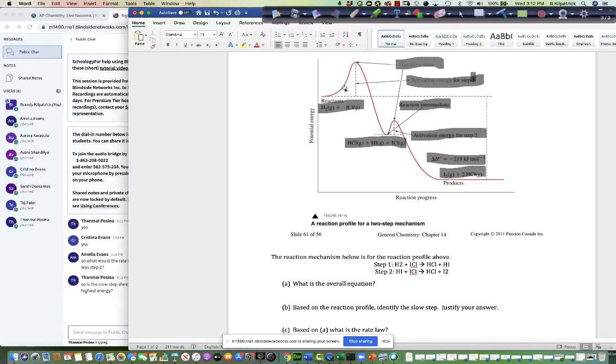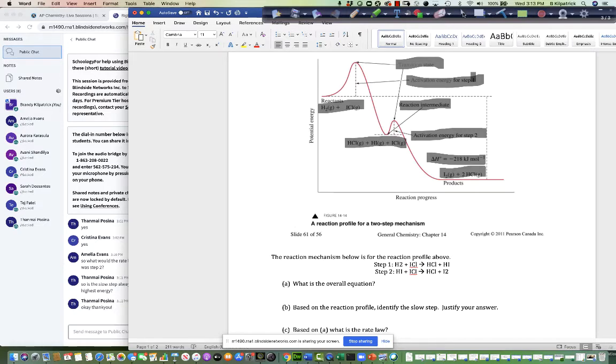Now remember, even if you have something that has a high activation energy, and it maybe does go slower, it does not mean that it's thermodynamically unfavorable. It can still happen. It just takes a bit more time and a bit more energy to get there.